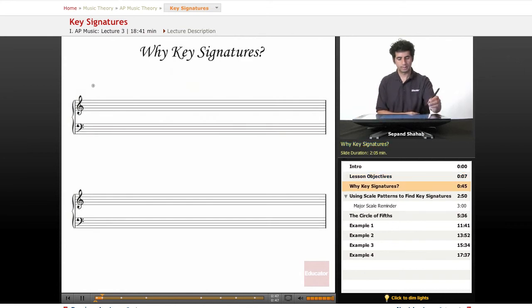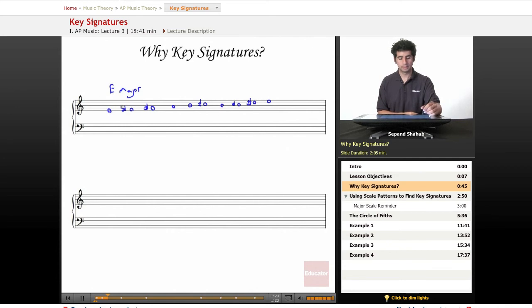So why do we use key signatures? Let's say we have some music, and I'll just write some notes up here. And it's got a lot of accidentals in it. So I've just written some notes and added some accidentals, and it turns out that this is, of course, not in C major, but in E major.